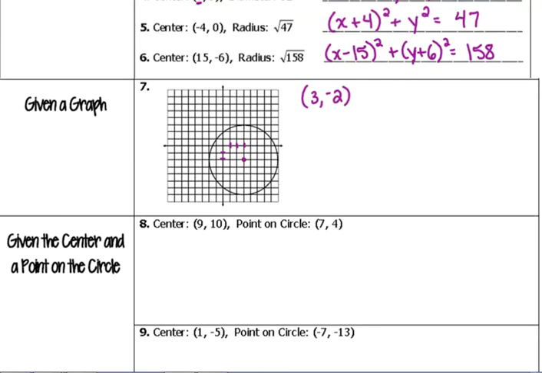The radius, I just go from the center point and count straight out one way or another. Straight up, straight right, straight left, straight down. Go straight in one direction or the other. So 1, 2, 3, 4, 5. The radius is 5. So my equation would be x minus 3 squared plus y plus 2 squared is equal to 25.